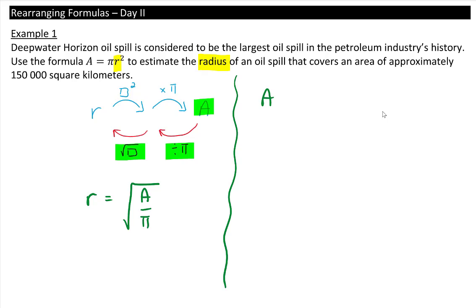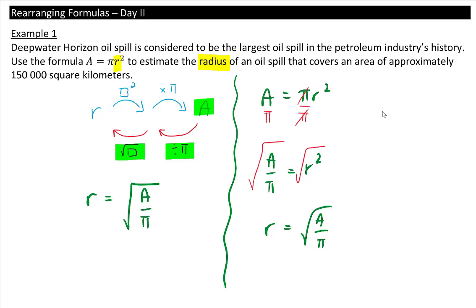Again, another method is to start with the formula area equals pi r squared. Then we're going to divide both sides by pi to get the area over pi is equal to r squared. And then finally square root both sides. So we get the radius is equal to the square root of the area divided by pi.